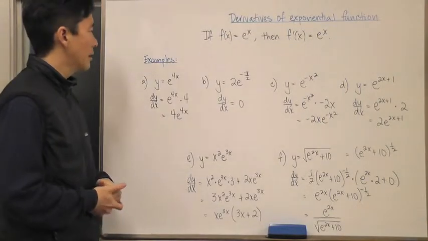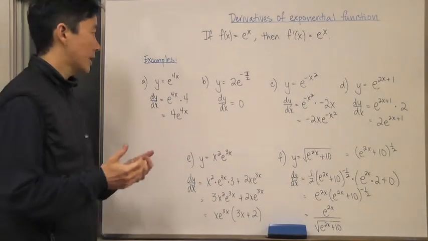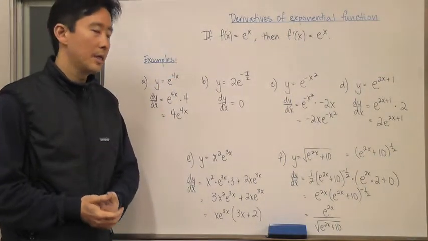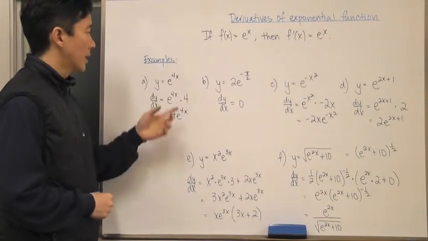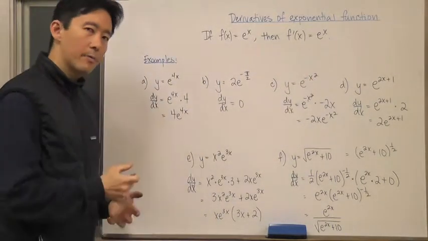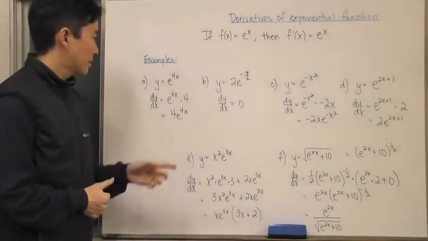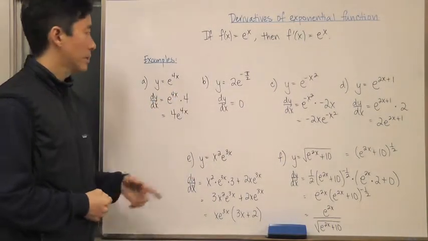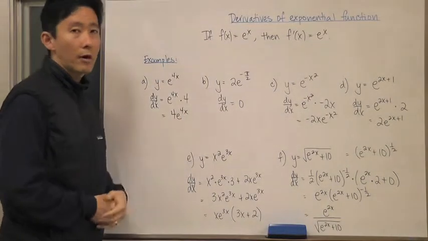Take a look at this first one here. It says y is equal to e to the 4x. Now hopefully everybody is recognizing that this is actually a composition of functions because the 4x is the composite part. So if we take the derivative of e to the 4x, it's just going to be e to the 4x, just like we have here, except that we then have to take the derivative of the composite part. So we also have to multiply it by the derivative of 4x, which is 4. So the derivative of y equals e to the 4x is going to be 4 times e to the 4x.